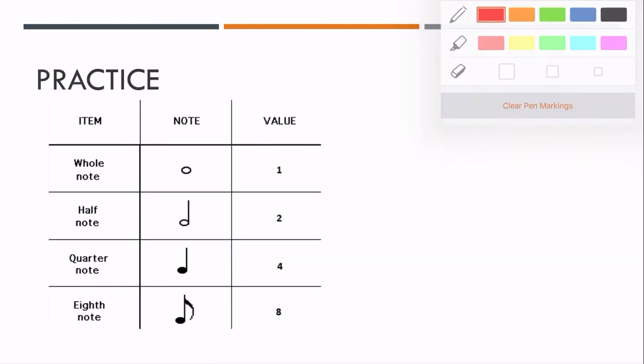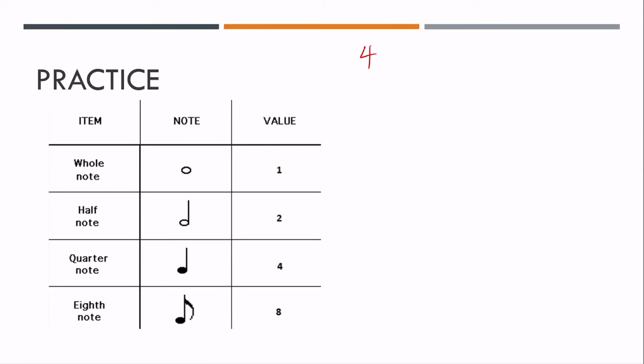Actually, no, I changed my mind. Let's do 4, 4, just so we have a little bit more wiggle room to work with. Okay? Remember, the 4 on the bottom means that we're dealing with quarter notes. Now, let me say this. This chart is confusing, right? Because note value and meter are not the same, right?